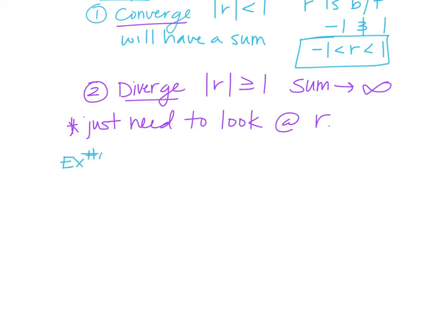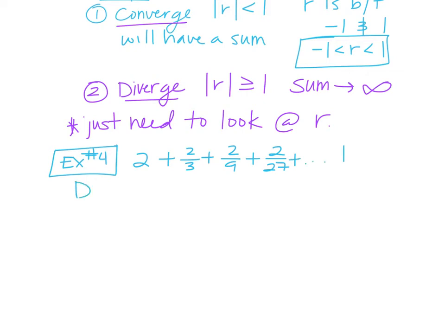Example number 4. If we have 2 plus 2/3 plus 2/9 plus 2/27 plus ... And they ask you, does it converge or diverge? Okay. What you need to do here is you need to figure out what is R. Well, to figure that out, to get from 2 to 2/3, you had to multiply by 1/3.